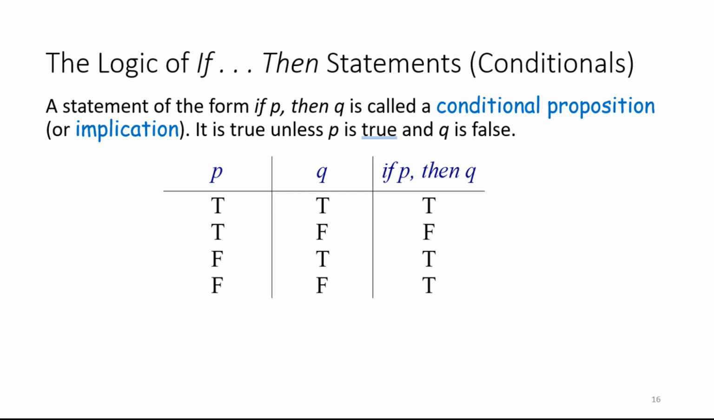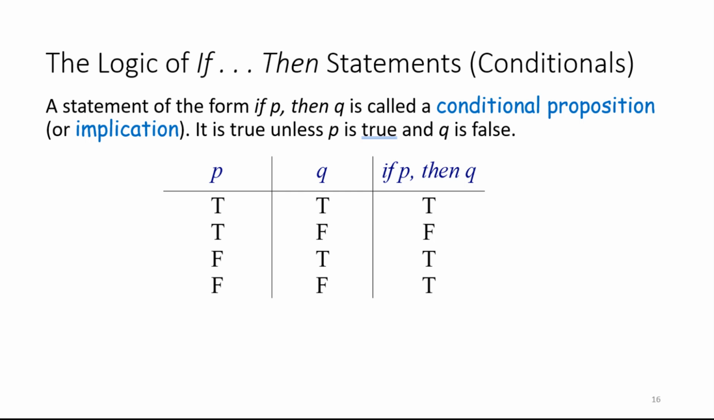Now let's consider a statement here and say P is the statement, you promised your friend that you would pick him up at the airport, and Q is the statement that you did. So on the first row, you promised to pick him up and you pick him up. That's good, that's true.